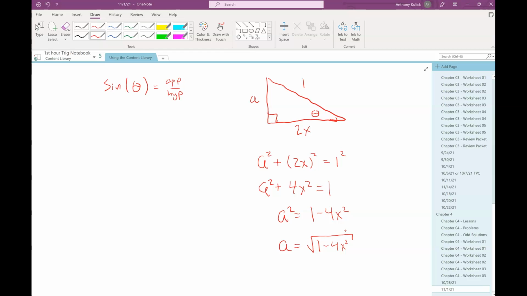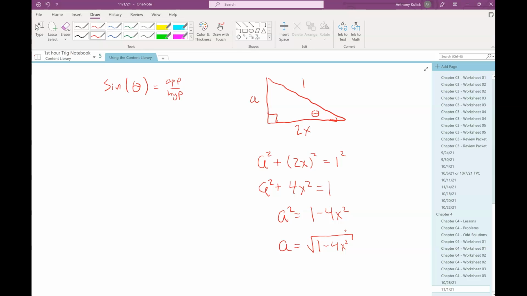Why was I able to just drop the plus or minus and assume that this is positive? What is A describing? Tyler? It's describing distance, and you can't have negative distance. Perfect, yes. A is describing a side length on a right triangle. That's a length or a distance. Certainly you can't have negative side lengths on a triangle, so I can just straight assume that this is going to be positive. I don't have to worry about the negative for the plus or minus. Is that okay with everybody?